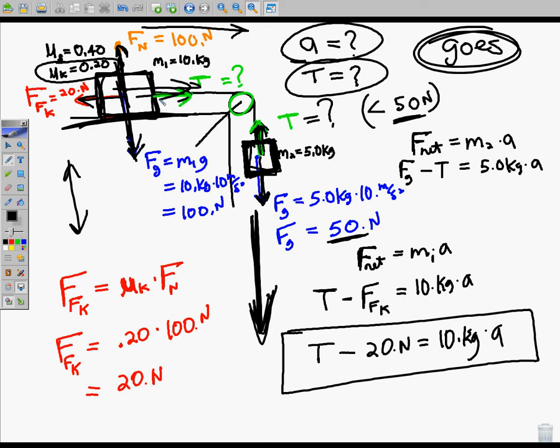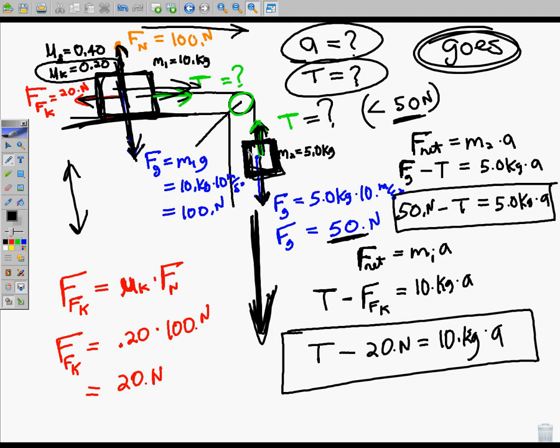Okay, so what is this Fg right here? Well, that's that 50 newtons. So it's 50 newtons minus T equals 5 kilograms times A. There is my other relationship for this object right here. And again, we don't know what T is, nor do we know what A. So we have two equations, two unknowns. System of equations.